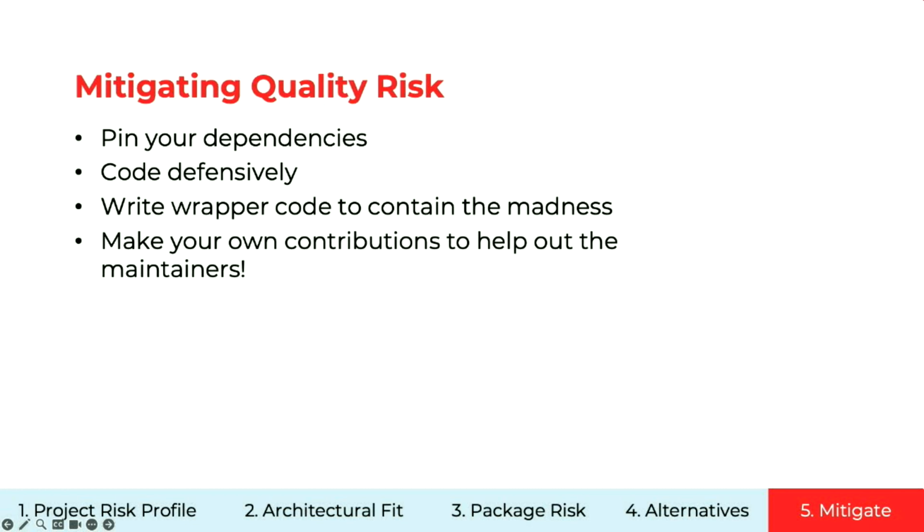This is one of the most difficult ones. But pin your dependencies. If you believe that a package might be prone to changes between minor versions, or there might not be the best governance practices in place, pin those dependencies and watch them like a hawk. Code defensively and write wrapper code to contain madness. Use broad except statements as much as Pylint will be annoyed. Make sure that you're capturing everything that can go wrong in a project in an architectural sense. And make your own contributions to help out the maintainers. Be the change that you want to see in the world and make code better.